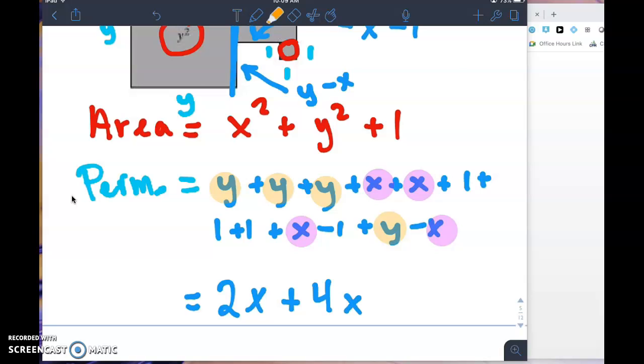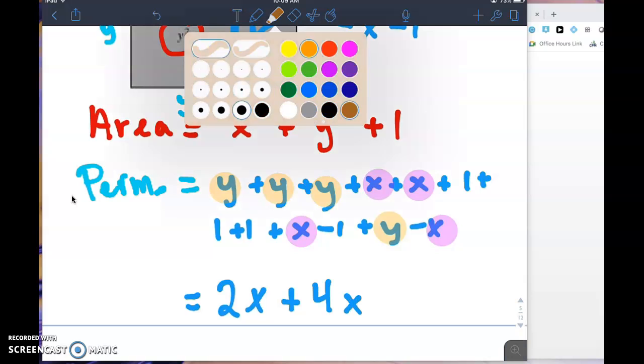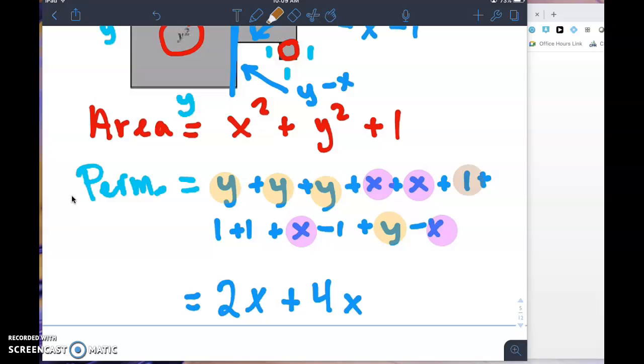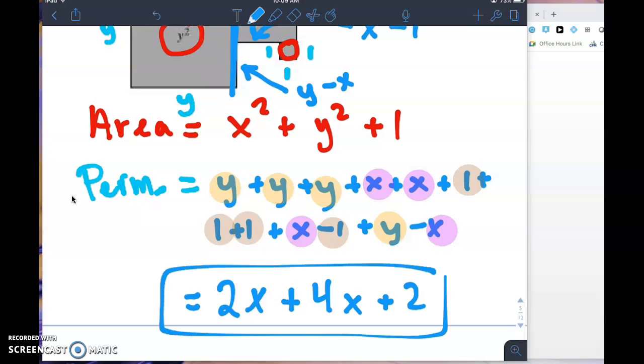And then finally, and I think this is going to take care of everything, I've got a 1, a 1, a 1, and then a negative 1. I've got 1, 2, 3, and I'm taking 1 away, so it looks like it's going to work out to be 2. Okay, so there is my perimeter for this shape.